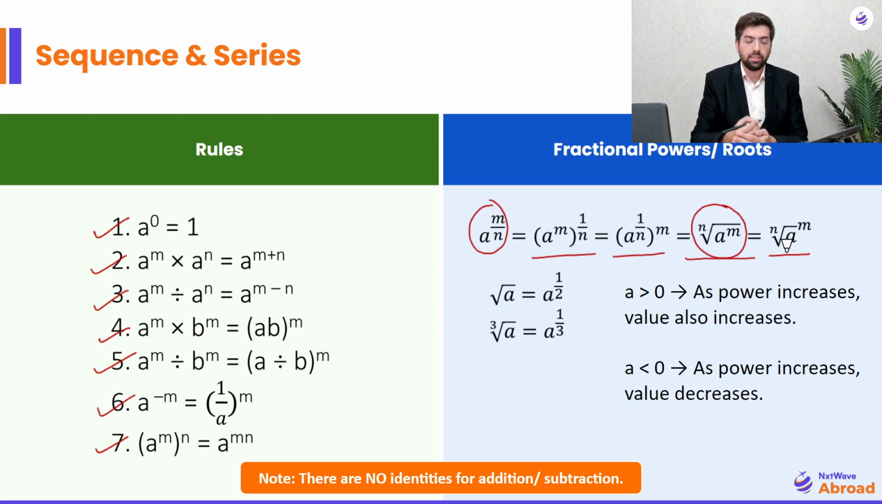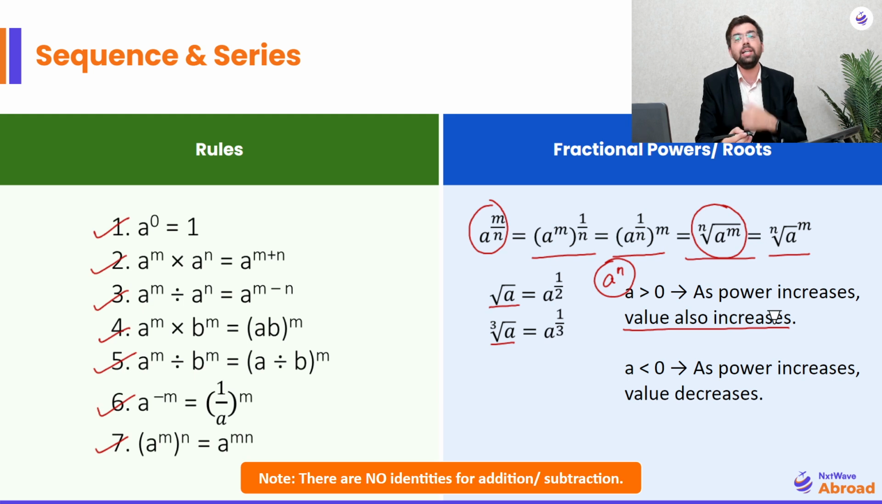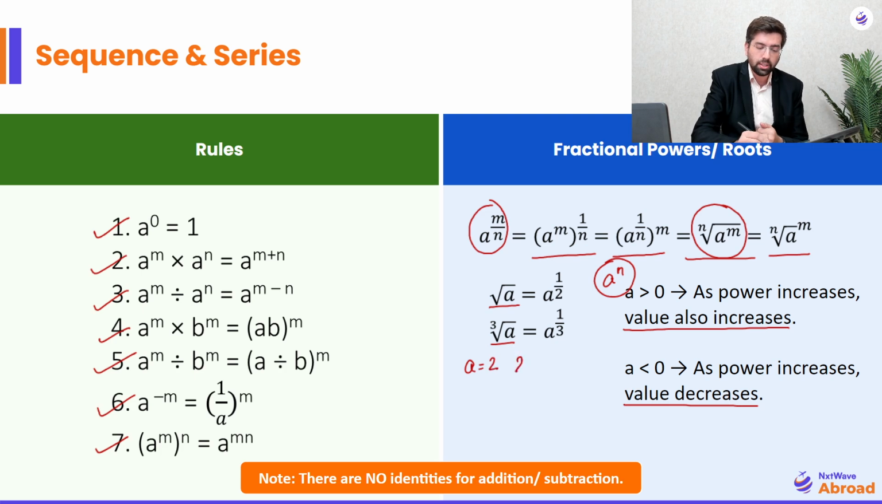For square root, we can simply write down this symbol, square root of a. And for cube root, we can write it down as this. Remember that as the base increases for a raised to power n, if a is greater than 1, as power increases, the value also increases. For example, if a is 2, 2 raised to power 1 would be less than 2 raised to power 2, would be less than 2 raised to power 3, and so on.